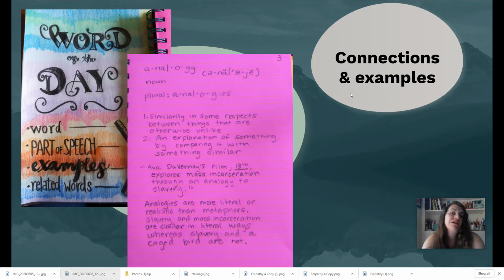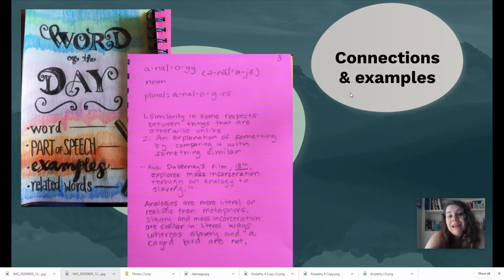So analogies, you might be thinking, this sounds like something I've heard of before. Analogies are actually very closely related to similes and to metaphors. An analogy is when you compare two things to make a point. Now, the difference with a simile and a metaphor is that analogies can be more similar than a simile and a metaphor. So analogies are often more literal or realistic than metaphors.